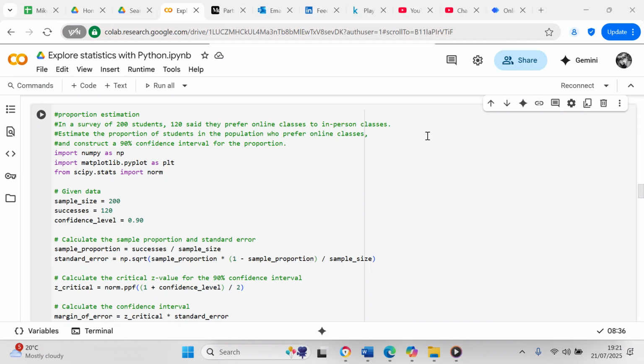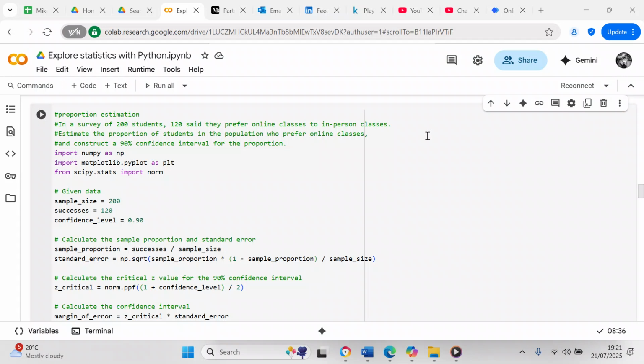In this video, we're going to do a practice question on proportion estimate. The practice question is: in a survey of 200 students, 120 said they prefer online classes to in-person classes. Estimate the proportion of students in the population who prefer online classes and construct a 90% confidence interval of the proportion. So we're going to write a program in Python to answer this question.